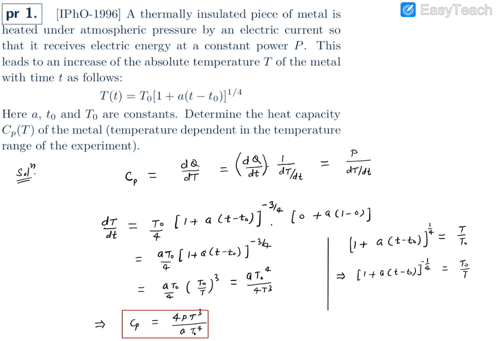So this is how we can say Cp, that is heat capacity at constant pressure for the metal that the question was asking, we are able to calculate: 4 P T to power 3 divided by a T naught power 4. और अब देखो ये कांस्टेंट टर्म्स के में है और टेम्परेचर पर डिपेंडेंट है, because question is asking that you tell the temperature dependent, so it's dependent on the temperature. So that's our final response. Thank you.